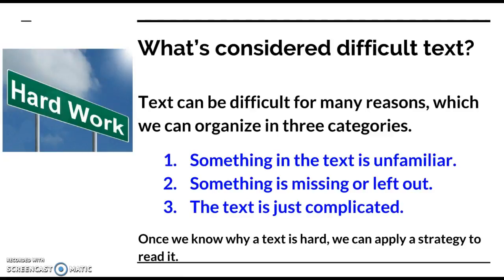What's considered difficult text? Text can be difficult for many reasons, which we can organize in 3 categories. 1. Something in the text is unfamiliar. 2. Something is missing or left out. 3. The text is just complicated. Once we know why a text is hard, we can apply a strategy to read it.